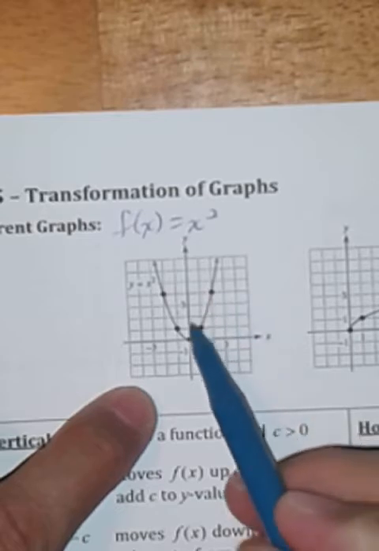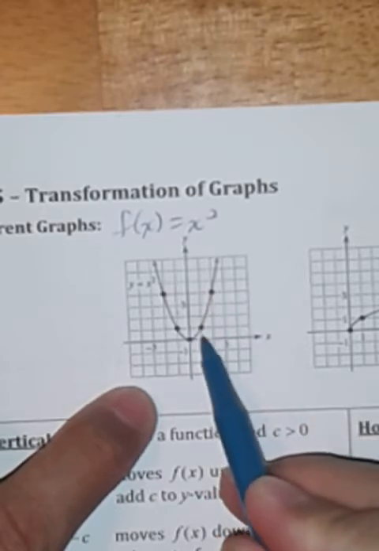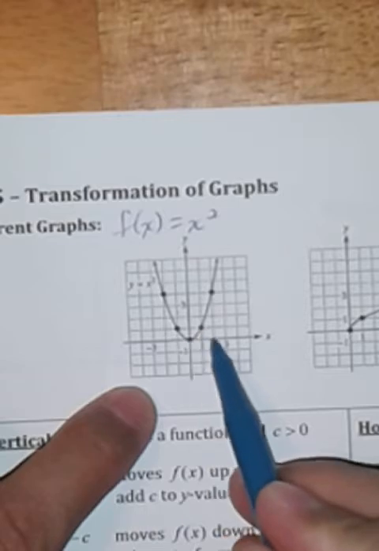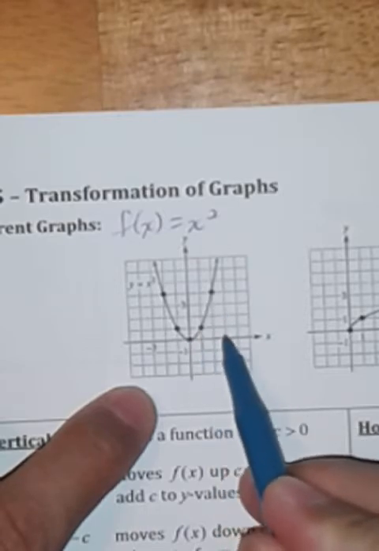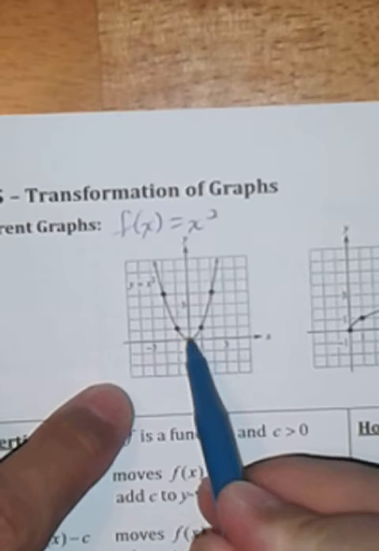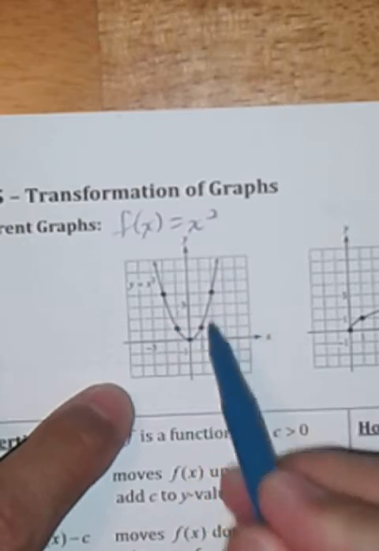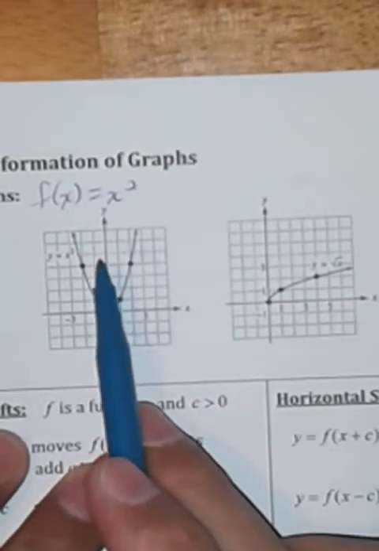And how do I know that? Well, when I go to the right, I just square that number and go up. So 1 squared is 1, 2 squared is 4, 3 squared is 9. Same thing to the left. 1 squared is 1, 2 squared is 4, 3 squared is 9. And notice each time I arrive at a point on the graph. Okay, so that's f of x equals x squared.